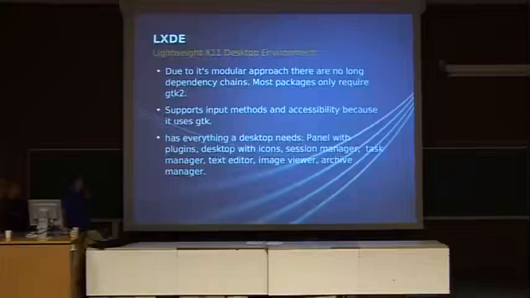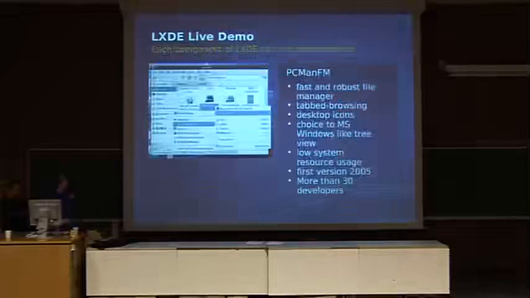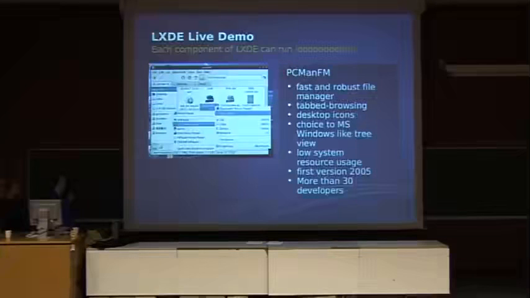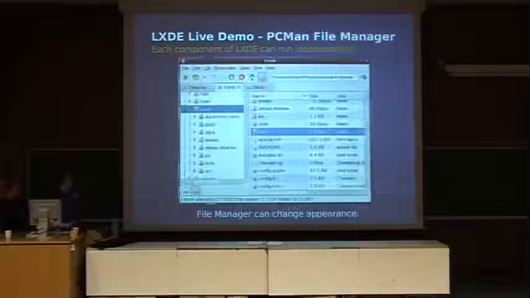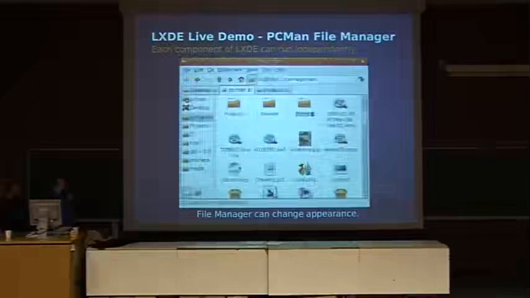It has everything a desktop needs: a panel with plugins, a desktop with icons, session manager, task manager, text editor, image viewer, and an archive manager. So here we have the components themselves. You see the desktop with a main menu. You see PCMan, the file manager, with tabs that are especially useful on small screens. Here you see it on a big, large screen. This is also another version running on Ubuntu, as you can see from the colors.